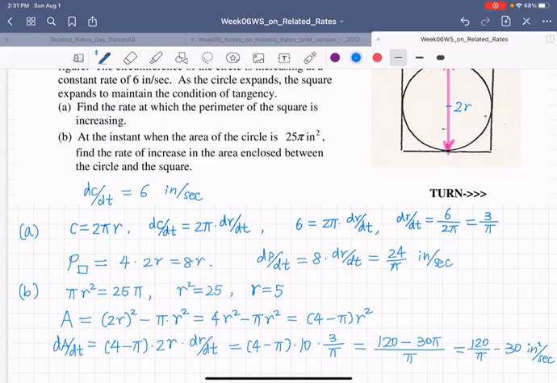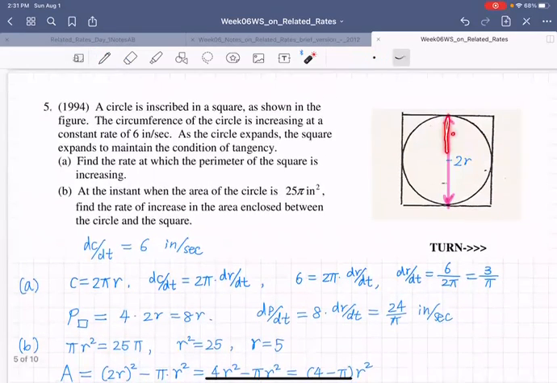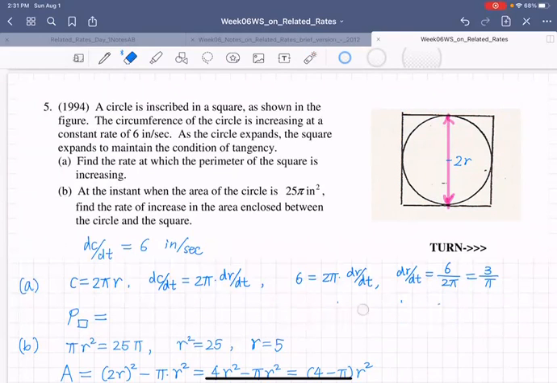Okay. Now, based on the radius here being r, how do we get the perimeter of this square? It would be 2r times 4. Very good. That equals 8r. So dp over dt equals? 8 times dr over dt. That's right. Equals?